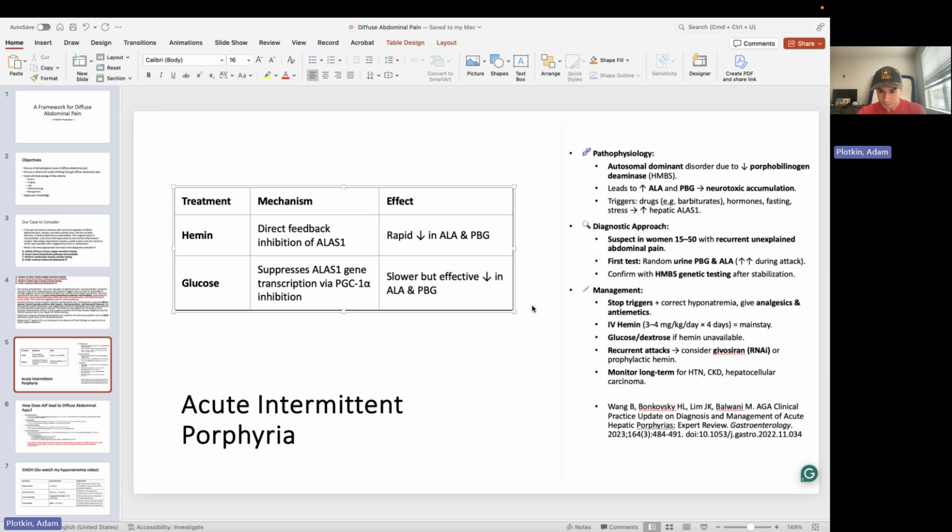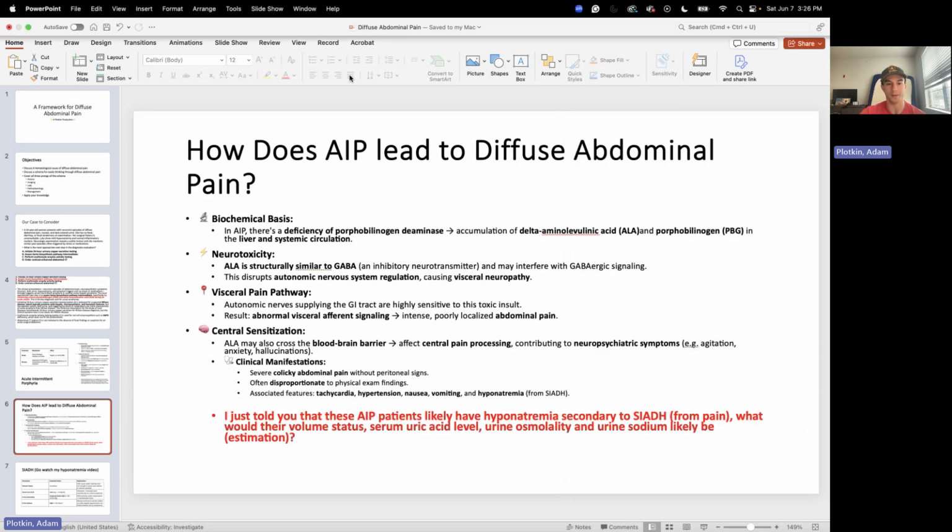All right. To treat them, we're going to give them hemin. We're going to give them glucose if needed. We're going to give them analgesics. And then if they have recurrent attacks, we can consider this RNAi, givosiran. Okay, and if you want to read more, screenshot this article, beautiful article, going through everything.